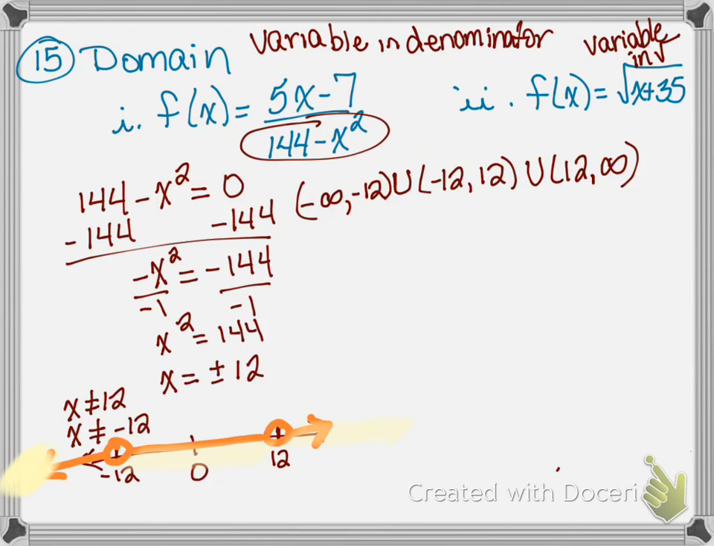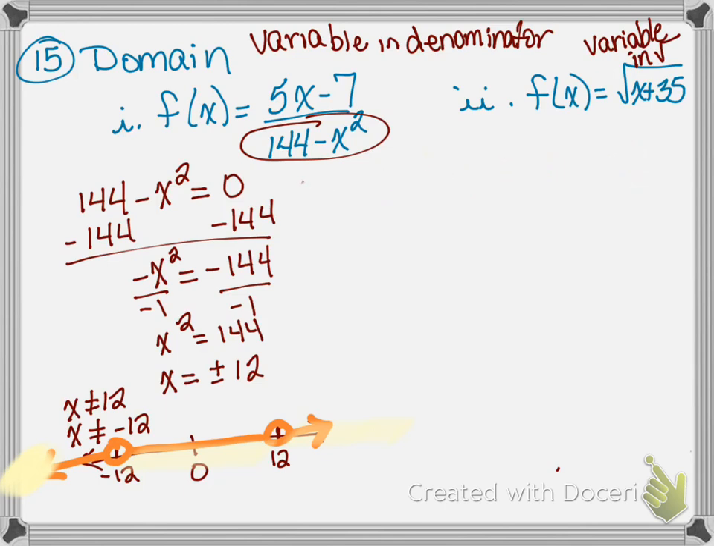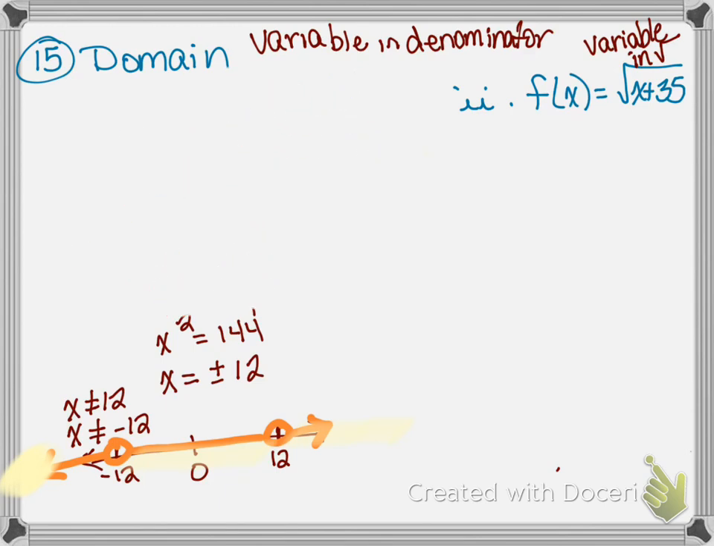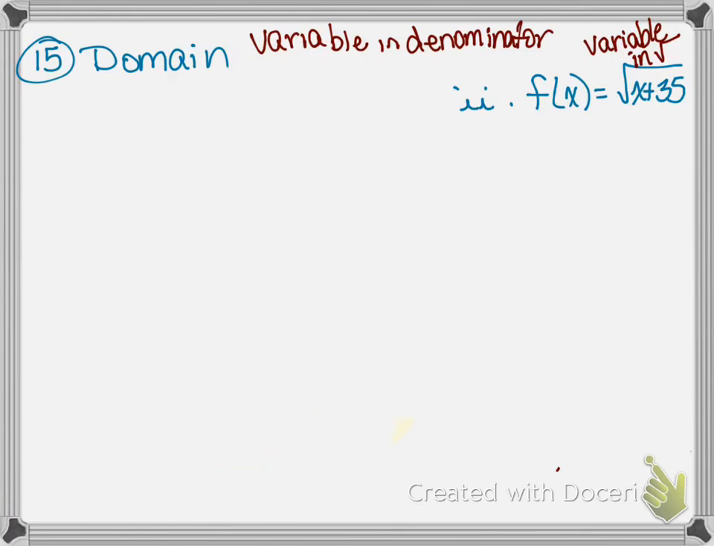Now we're going to move over to the other one, and I'm going to have to erase this because I've run out of room, where I have a variable inside the square root. Inside the square root, you have to have a positive number. Okay? It doesn't mean that x has to be positive. What it means is that what's inside the square root has to be positive. It can't be negative. It can be 0.